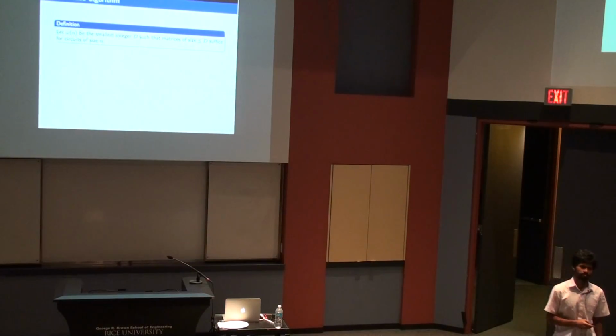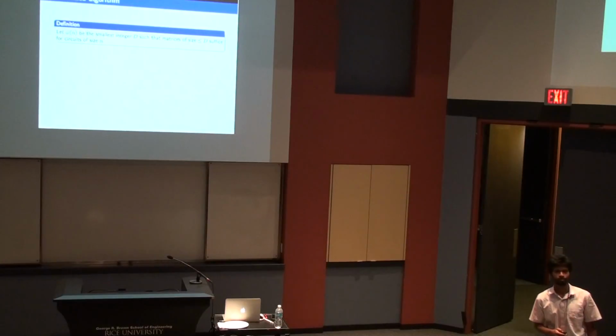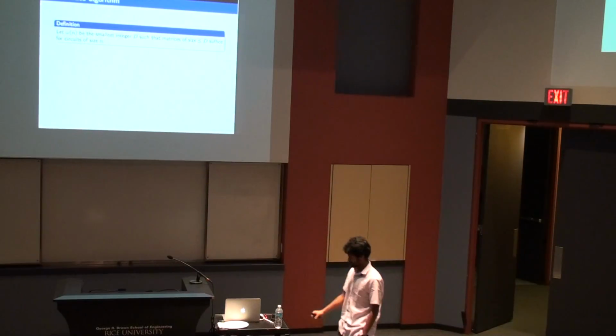And so I'm going to make this little definition. It's going to be very, very informal, but you'll appreciate the informality. So let W of n be the smallest integer d such that matrices of size smaller than d suffice for circuits of size n. This is the number that we're really going to focus on, and we want to make sure this is as small as possible. Is that clear so far?